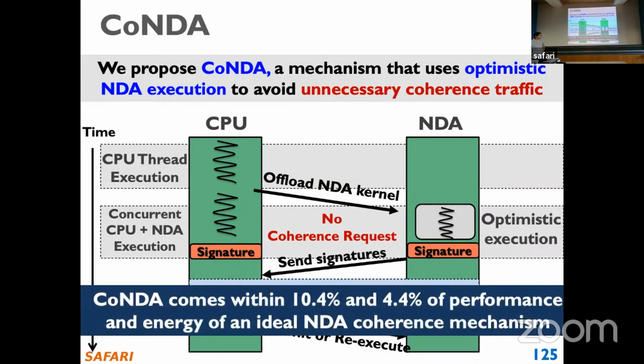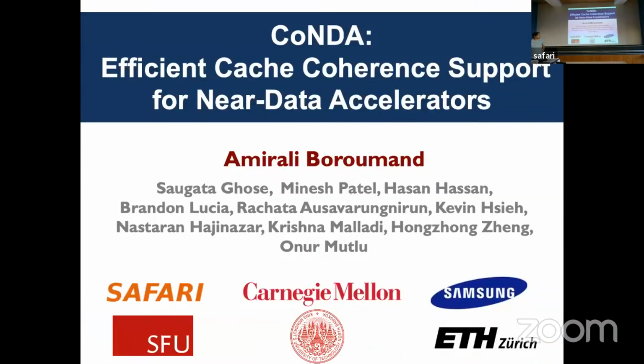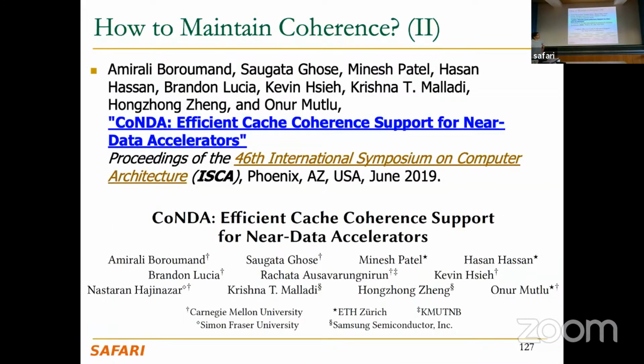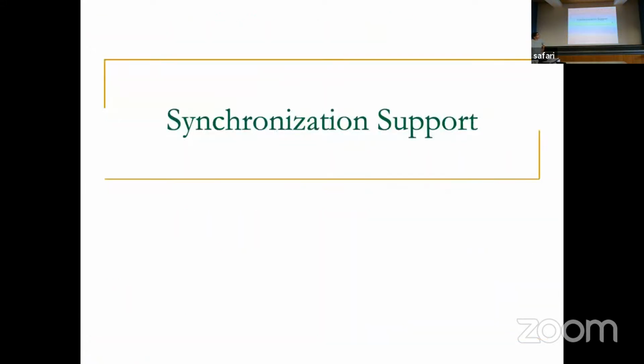But yeah, it turned out that the proposal worked well for the evaluated workloads, within 10% and 4.4% performance and energy of an ideal NDA coherence mechanism. And yeah, here you can find the link to the paper. Any question here? Okay. One more is synchronization support.